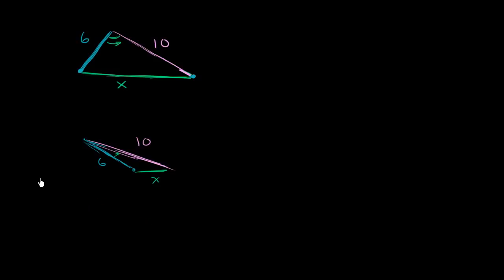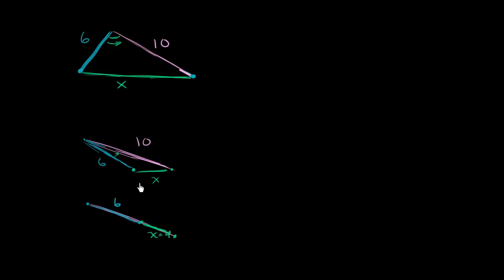So let me draw that pink side. So you have the side of length 10. Now the angle is essentially 0, this angle that we care about. So this side is length 6. Side of length 6. And so what is the distance between this point and this point? And that distance is length x. So in the degenerate case, this length right over here is x. We know that 6 plus x is going to be equal to 10. So in this degenerate case, x is going to be equal to 4.